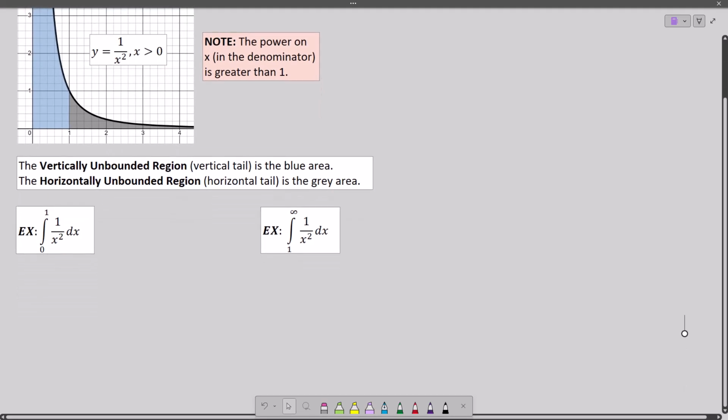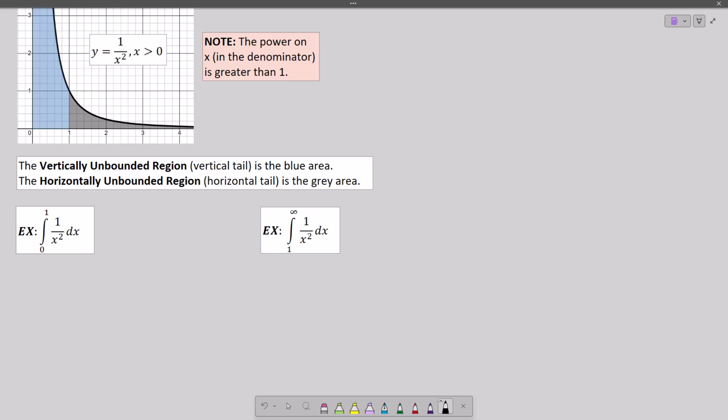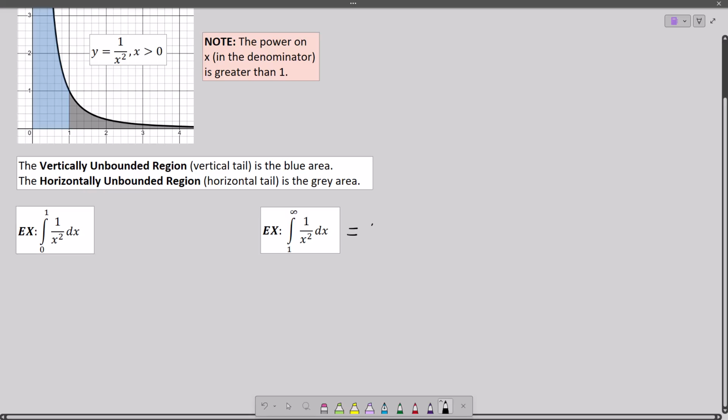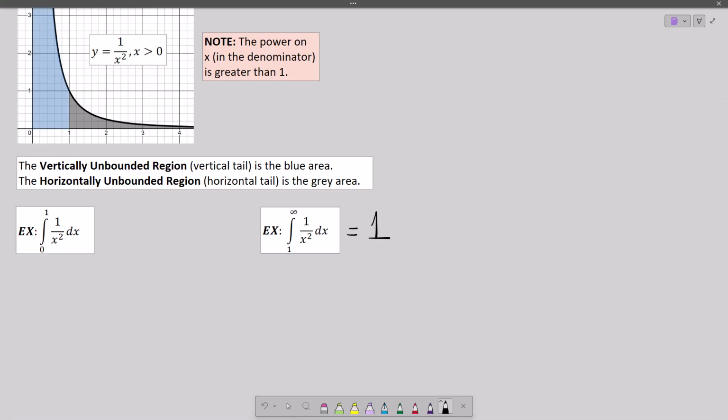And so we already did this horizontal tail here. We already know that this is equal to 1, if I'm remembering correctly from the first problem we did. I think that's what we got for our area. So we already know that. Let's check the vertical tail.